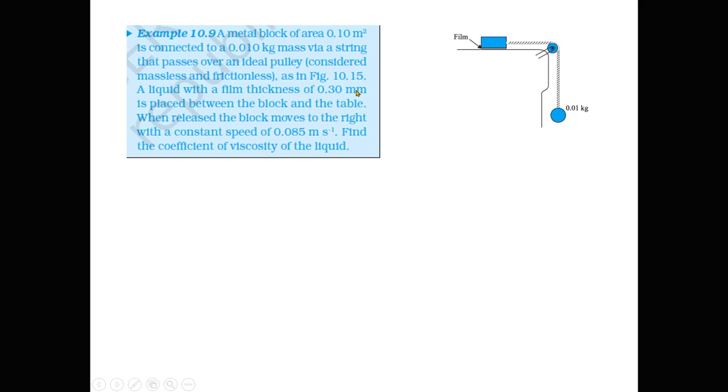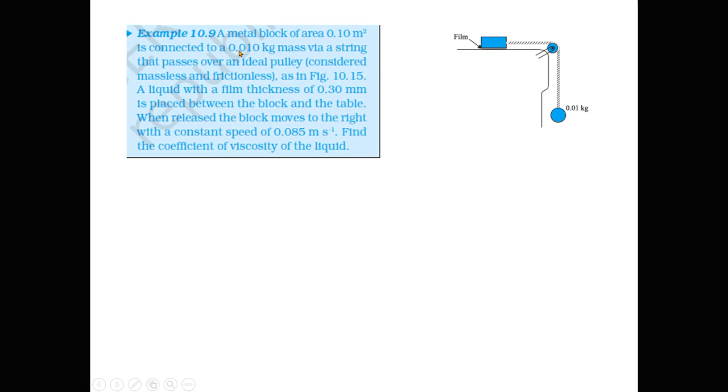It should be converted into meters, and the velocity changes from 0 to 0.085 meter per second. So du and dy are both explained, and the area A is equal to 0.10 meter square. So you have to determine the value of eta, the coefficient of viscosity, from all the data. And the value of F, the force.